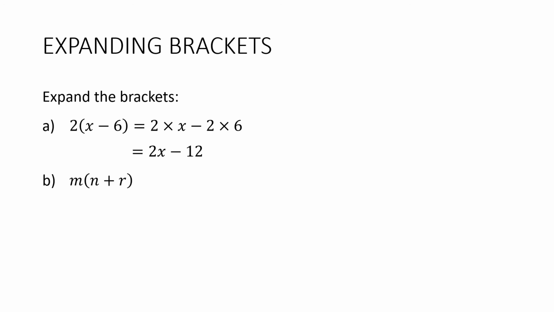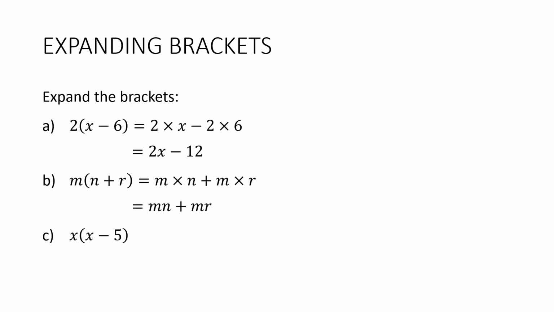How about this one? It's a little bit weirder, isn't it? Because it's got a pronumeral at the front. It's still going to be the same thing though. M times N plus M times R. And all we have to do there is take out the times sign and make sure they're in alphabetical order. So that's nice and easy actually.